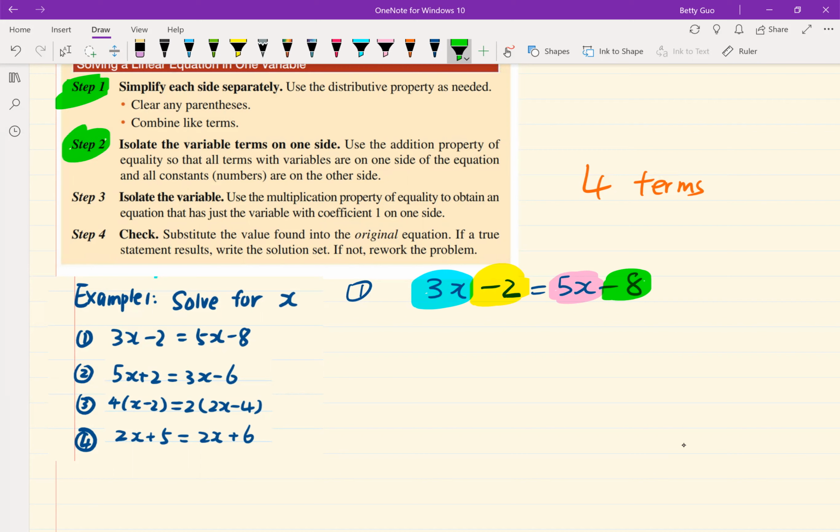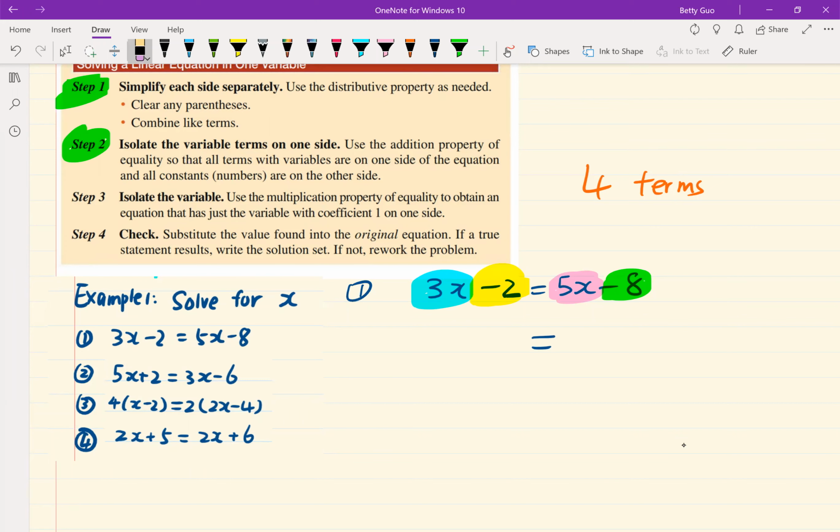And what happens in step 2? We need to collect variable x on the left of the equation. The equality symbol serves as an anchor. It will stay there all the time. What changes will be the location or the side of those terms. We can see the blue term and the pink term contain x. So we want them on the left.